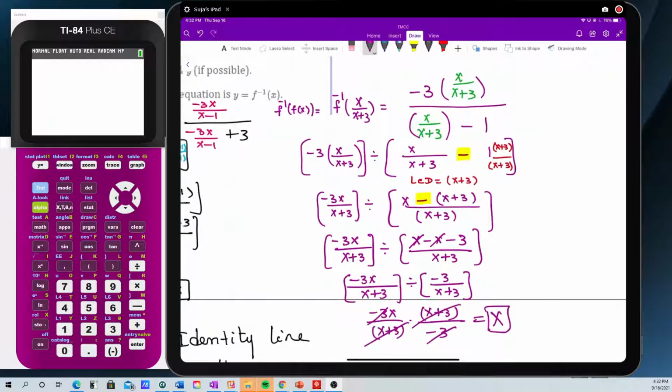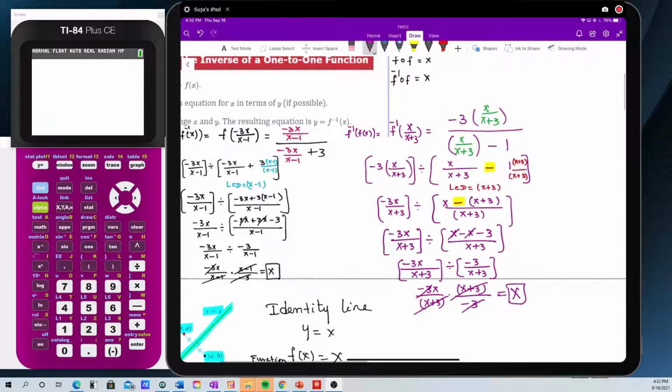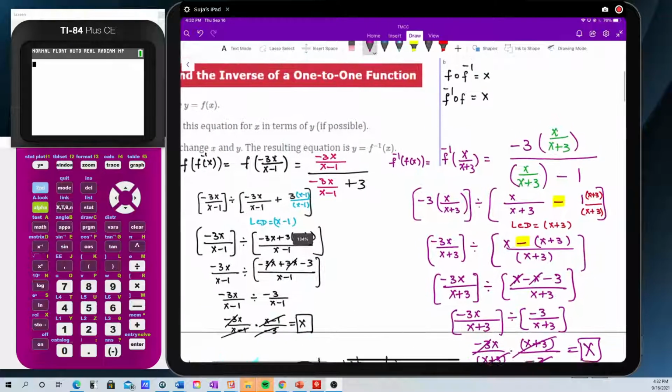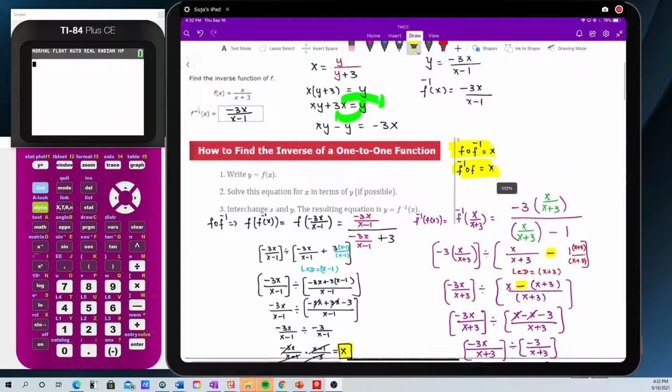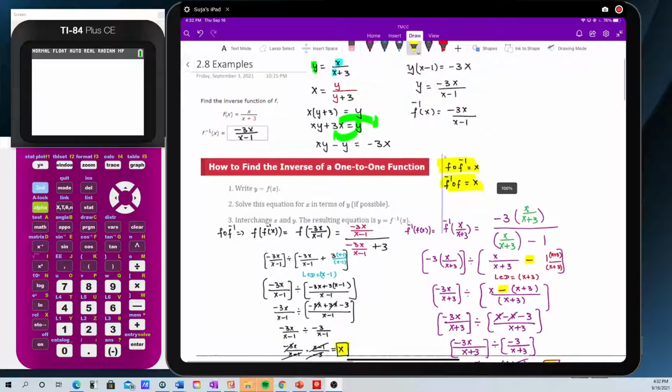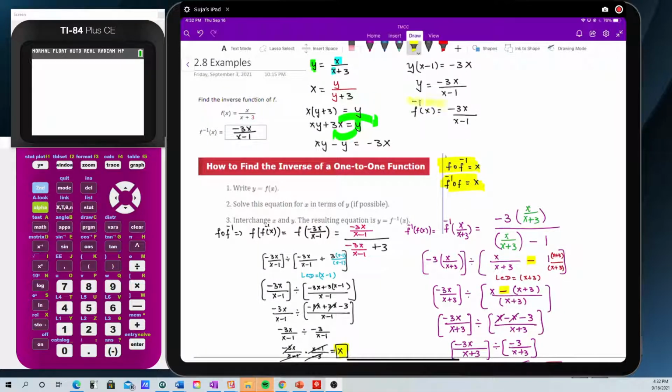So since both ways I'm getting x, the conclusion is, see, both ways I'm getting x. Here I'm getting an x, and here I'm getting an x. And therefore it's satisfying the condition that when I take the composition of the function and its inverse on both sides, therefore whatever I got for my answer for the inverse function is correct. So this is an inverse function.